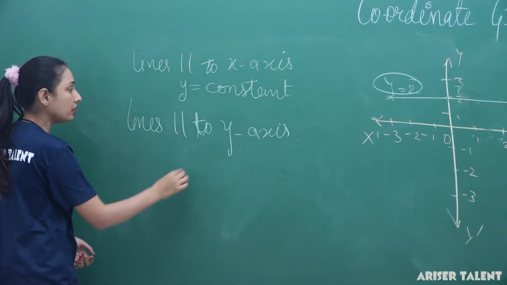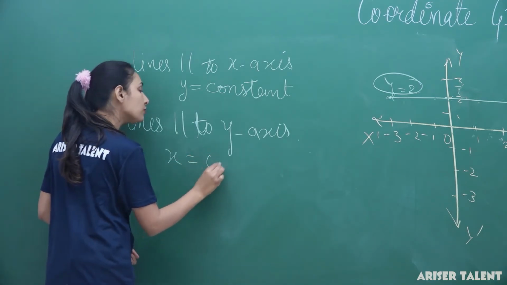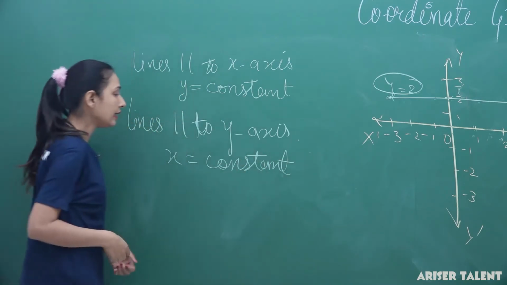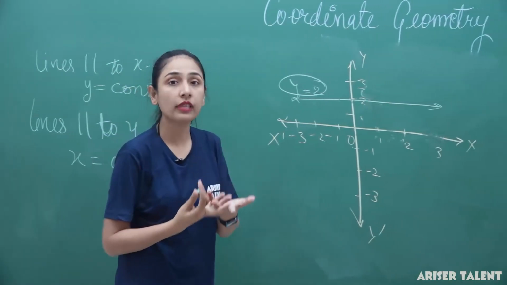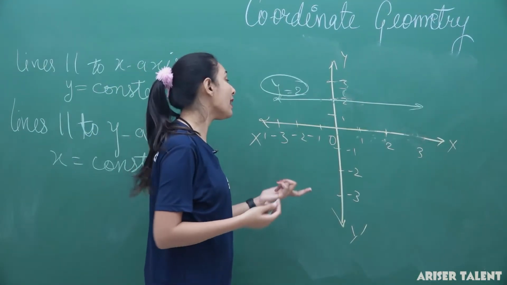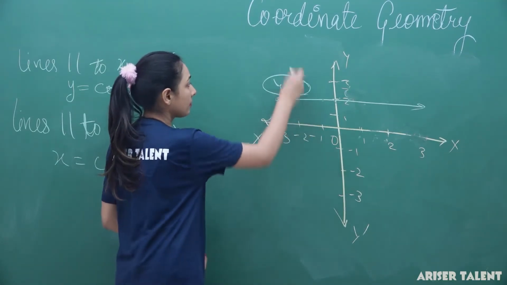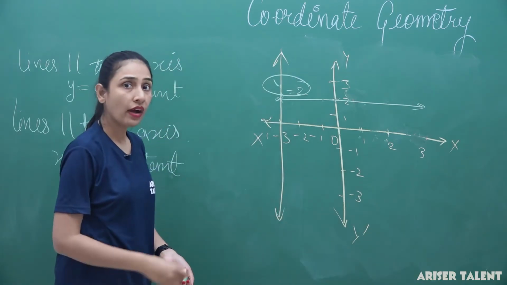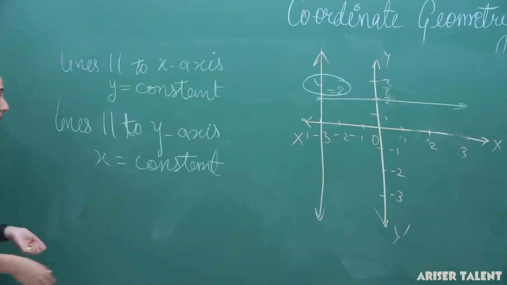Similarly, if you talk about lines parallel to the y axis, I have told you that that will be x equals some constant. Like you can say that x equals minus 1, x equals minus 3. So, if I talk about x equals minus 3, that will be this line, and that will be parallel to the y axis. Okay, understood that? Okay.